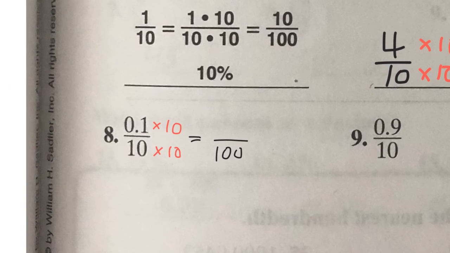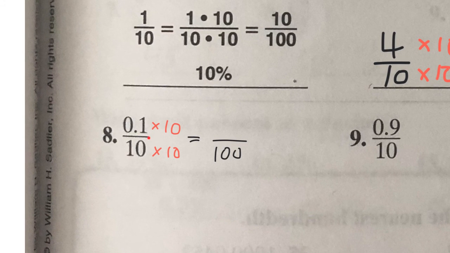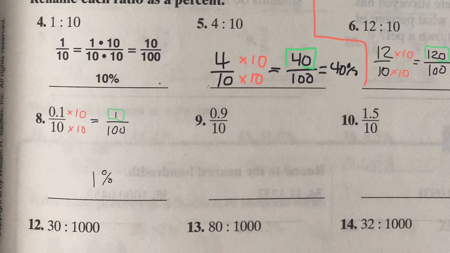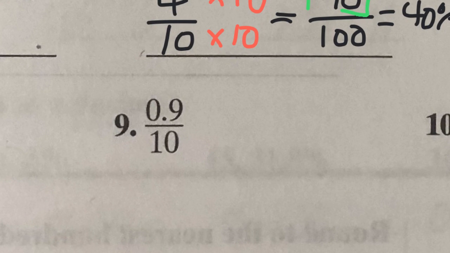And that is exactly what we're going to do here. So we're going to take this decimal, move it once to the right, and that would give us 1. Once again, paying attention to the numerator, that would give us 1%. Boom, crushing it.